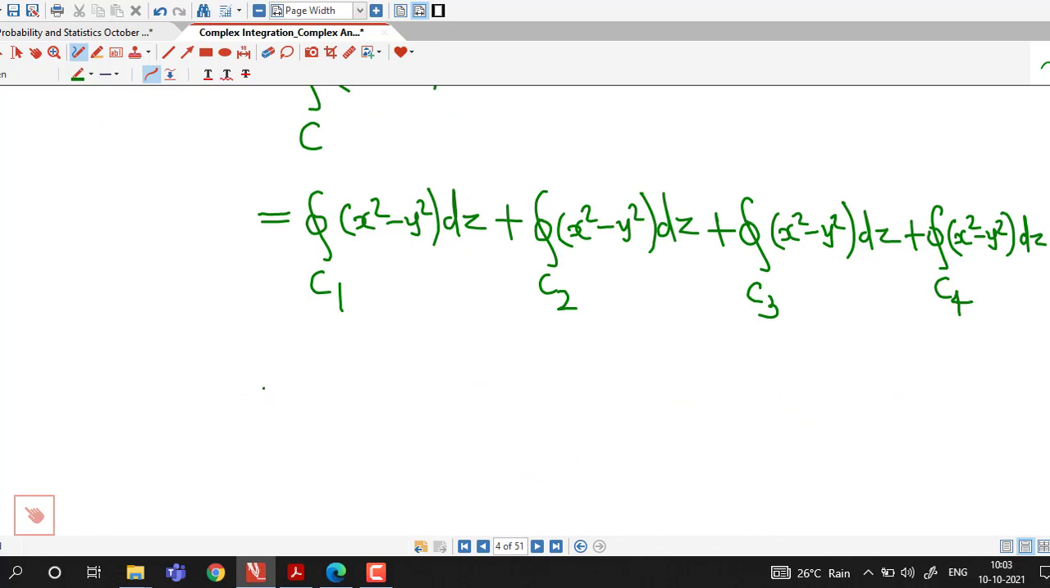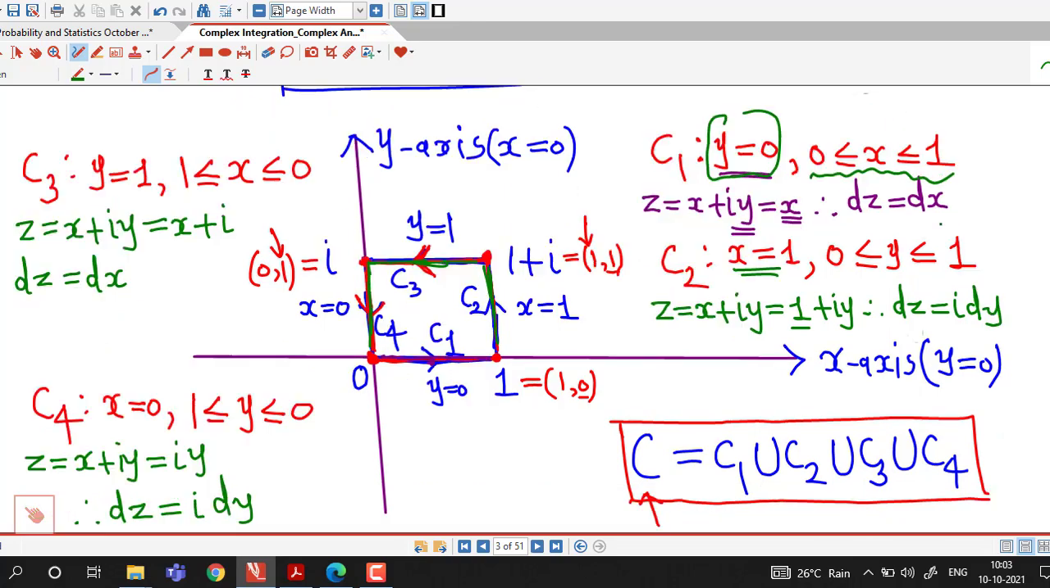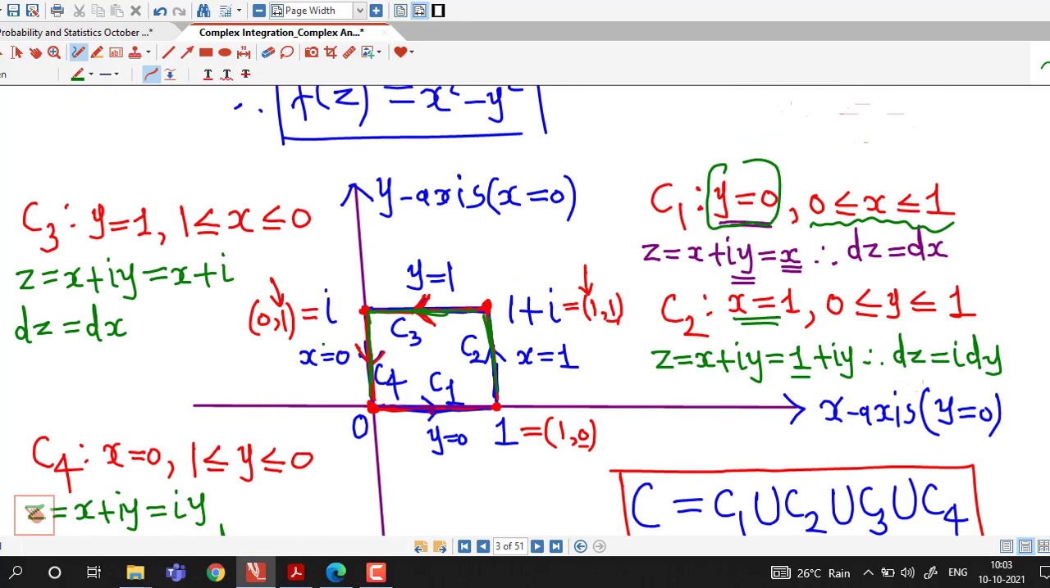Now we use different parameterizations along these different contours. So along C1, first we observe what is constant along C1. So along C1 y is 0 and x is changing from 0 to 1. So we put y equal to 0 in x square minus y square. So we have x square, and x is changing from 0 to 1. So along C1 I am using this information.